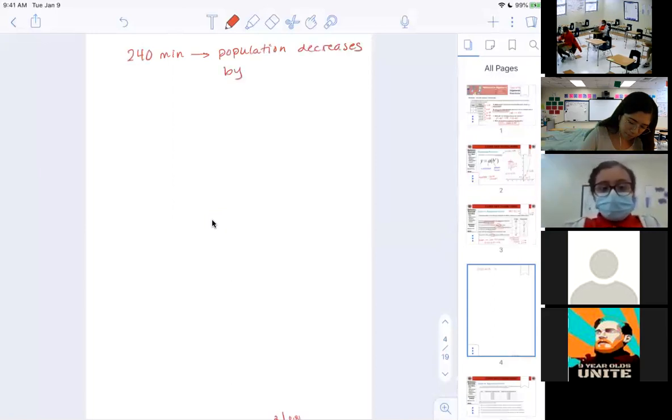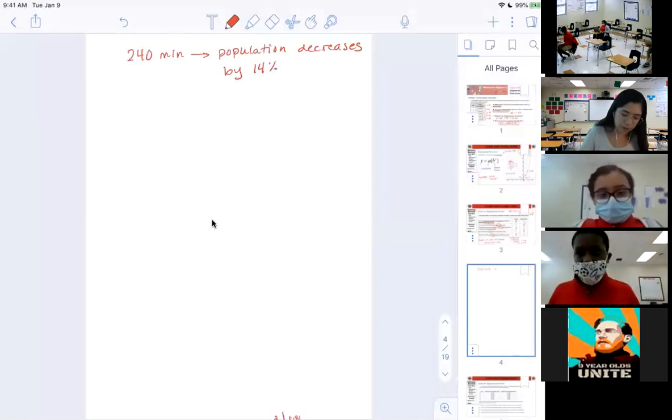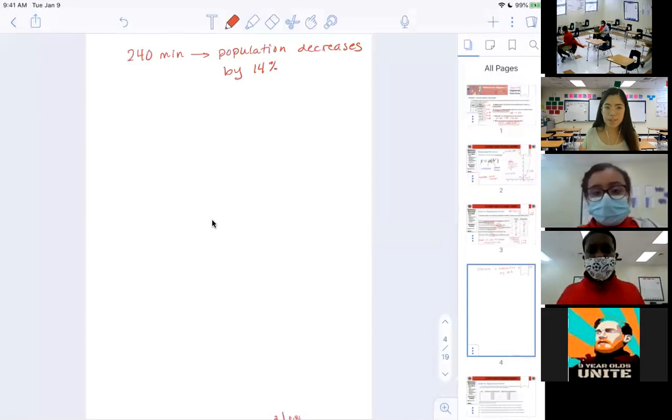Every 240 minutes, the rat population decreases by, what was it, 14%? Yeah. Okay. So let's pretend we have 100 rats, just to make it easy. We start out with 100 rats.